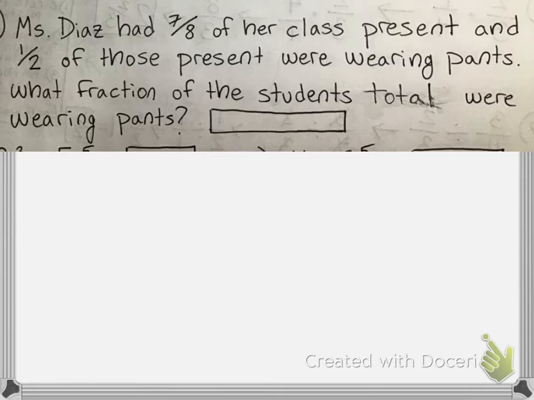Lucas asked if this is a division problem. There is a key word in this problem telling us what we're going to do. Lucas, what is the key word? Total. Harley got it. It's of. Of means multiply. Remember from our previous chapters. Of means multiply. So we're going to be multiplying 7/8 times 1/2.